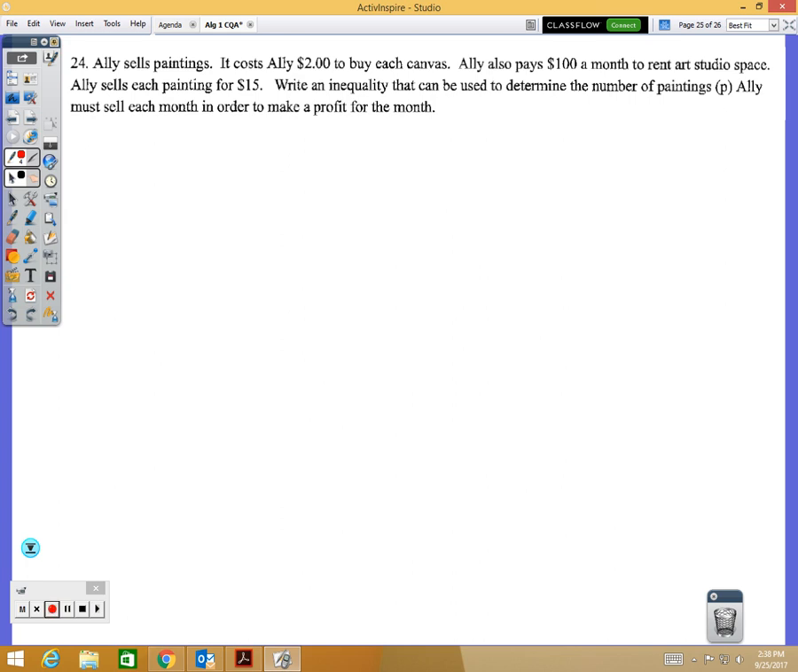So again, write an inequality, it says. So, doesn't she need a canvas for every painting she makes? All right, so that'd be $2 times P. Now you can have 2.00, that's fine. Plus, another thing that she's paying each month is to rent that studio space, which is $100. She's selling them for $15 for each painting.